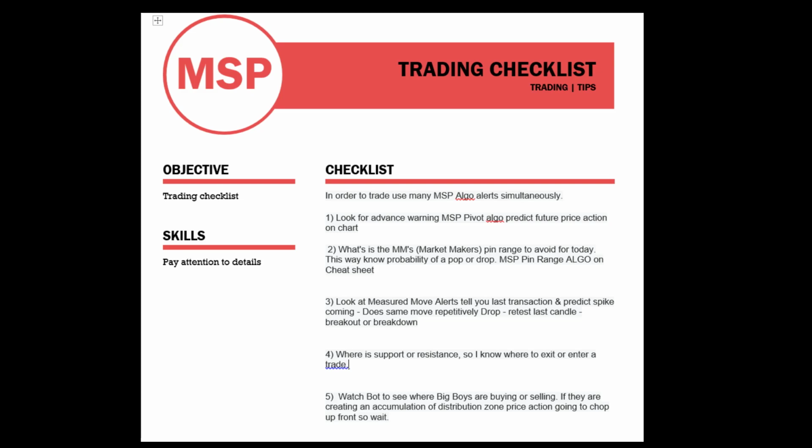details, okay? So the checklist says, in order to trade, use many MSP ALGO alerts simultaneously. So that means at the same time. Okay, so the first thing on the checklist is you want to look for advanced warning MSP pivot algo alerts that can predict future price action. So it really depends on what you're doing.